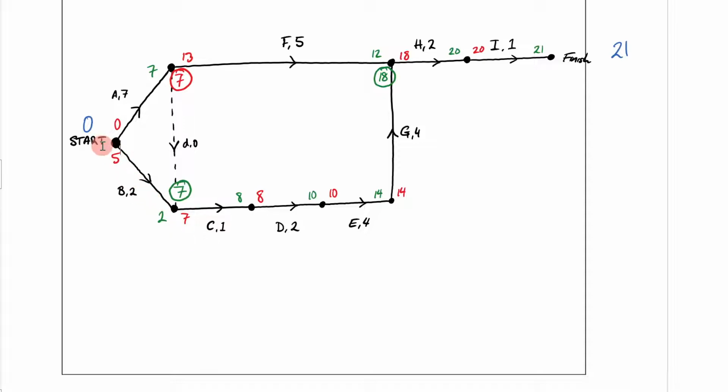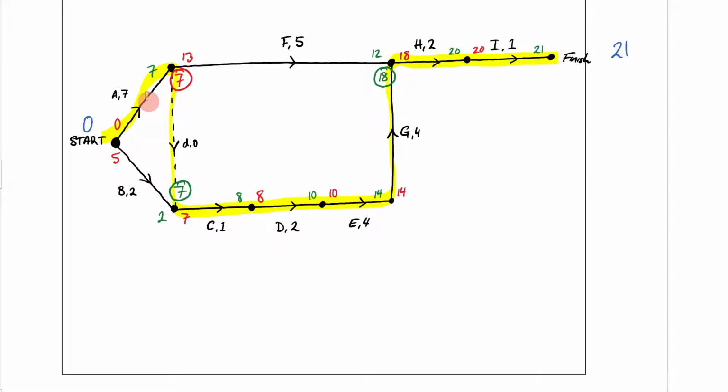So now I've done my forward scanning, I've done my backward scanning, I've got my ESTs and LSTs for everything. I can now figure out what my critical path is going to be. And you figure out the critical path by highlighting through where your EST and LST are the same. So for instance, 0, 0. So 0, 0, 7, 7, 7, 7, 8, 8, 10, 10, 14, 14, 18, 18, 20, 20, 21.